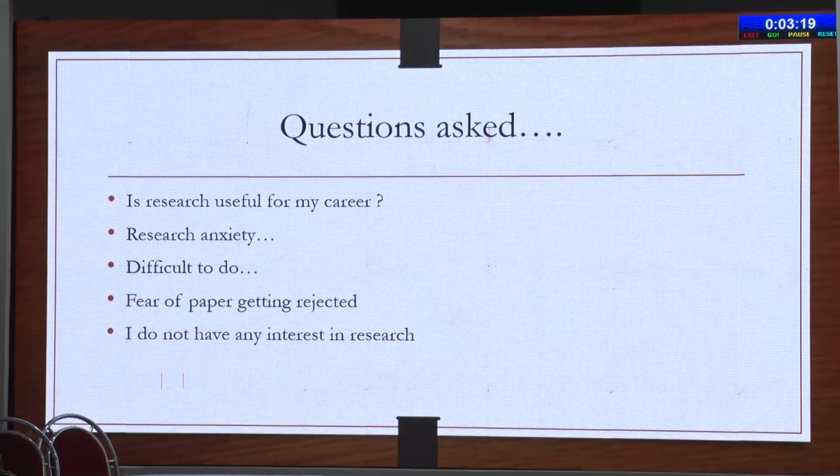So this is the major concern, I guess. Even though NMC has mandated that it has to be accepted for publication or it has to be published, that's one of the requirements now for postgraduates.